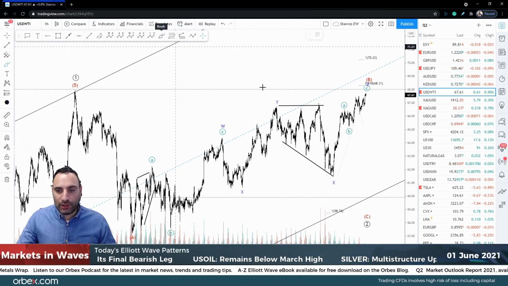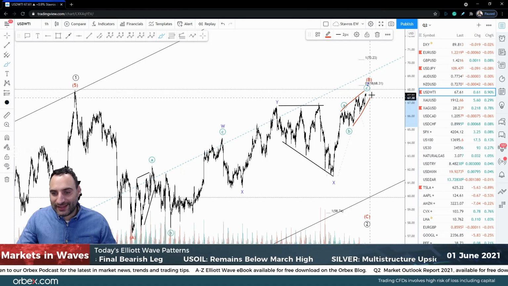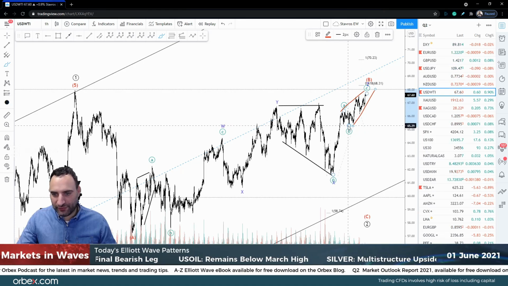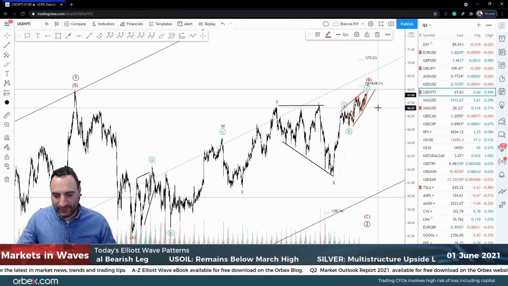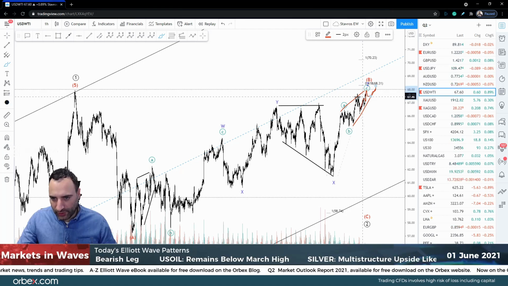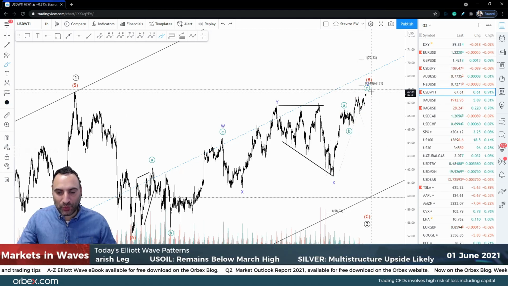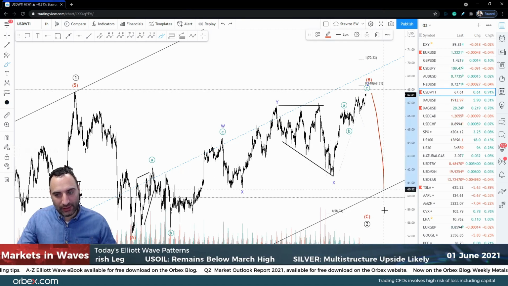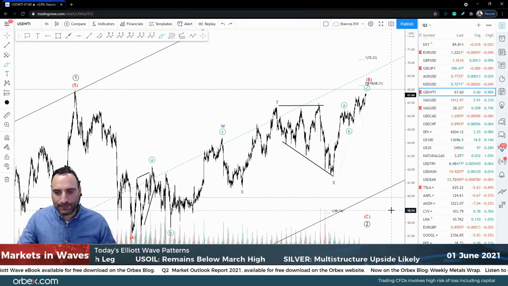But for this time around, what I'm looking at is that this looks like it's turning into an ending diagonal, because you've got 1 and 2, then 3 and 4 and 5. Actually, it's really 3, then you're going to get 4, and then we're going to get 5. So it could turn out to be an ending diagonal in wave C of Z of B, and then move all the way down. Don't forget that that is still a case.